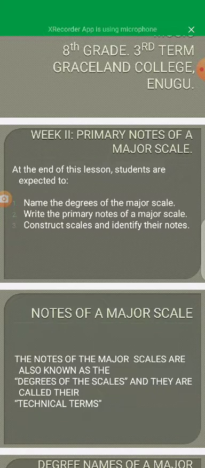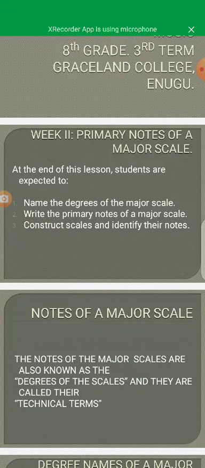At the end of these lessons, you are expected to know the following. Name the degrees of a major scale. Write the primary notes of a major scale. And construct scales and identify their notes.